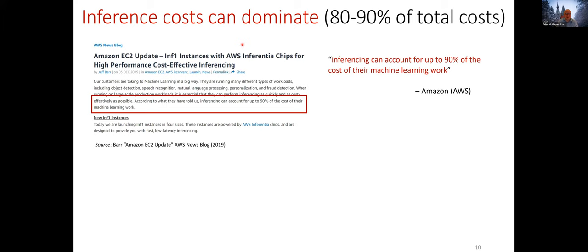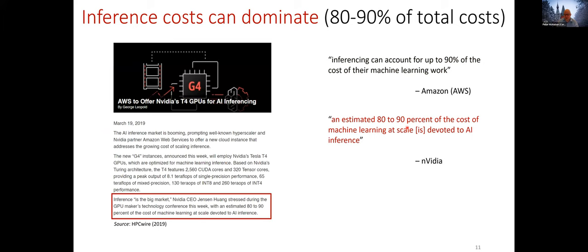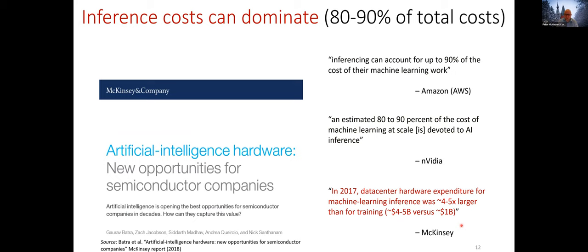And where does this number come from? Well, there's a few different sources. For example, Amazon, when they introduced a specialized inference processor a couple of years ago, noted this 90% figure. Same figures come from companies like NVIDIA, who produce GPUs that are widely used in machine learning for inference, and some broader figures from McKinsey, from a report from a few years ago. So there's a general consensus that this is somewhat of a reasonable number. And the intuition is, again, that you train once and then use many, many times or for many, many people.